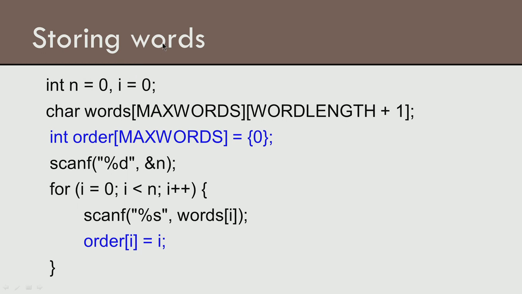We are reading the input words from the input and storing them into the array words, and we are giving an initial ranking which could be wrong, which will be wrong on most inputs unless the words are all already sorted, and the ith word is given the order i, and it is this order that will be changed when we perform an insertion sort.